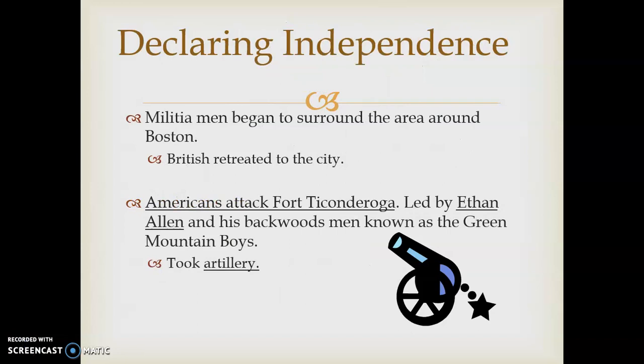As the militiamen were chasing the British back to Boston town, they began to surround the area, and the British retreated into the interior of the city. Meanwhile, the Americans are attacking Fort Ticonderoga, which was led by Ethan Allen and his backwoodsmen known as the Green Mountain Boys. And because Ticonderoga was more or less empty of British soldiers, they ended up taking the artillery and dragging it over frozen rivers, over mountains, through forests, towards Boston.